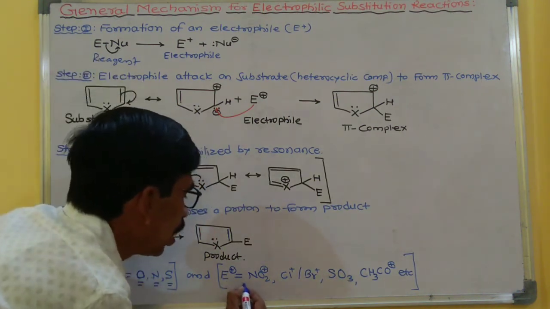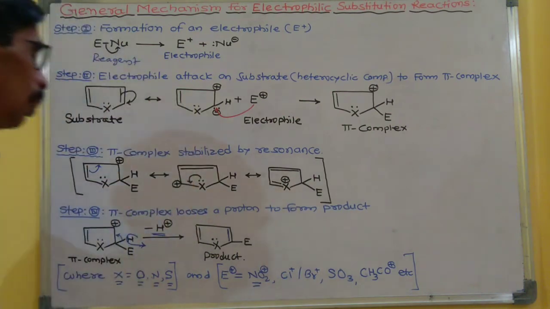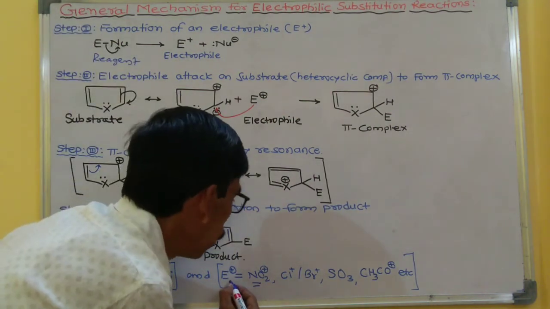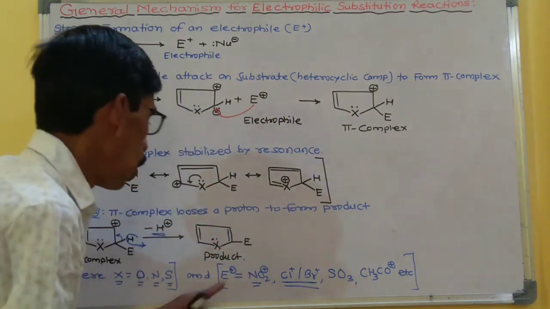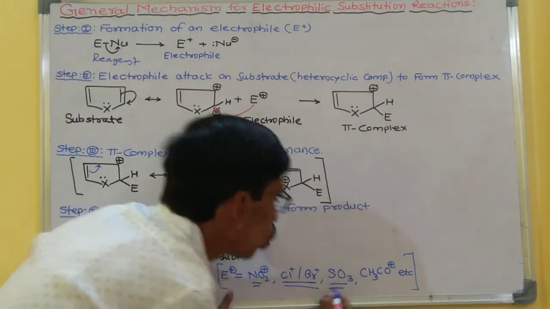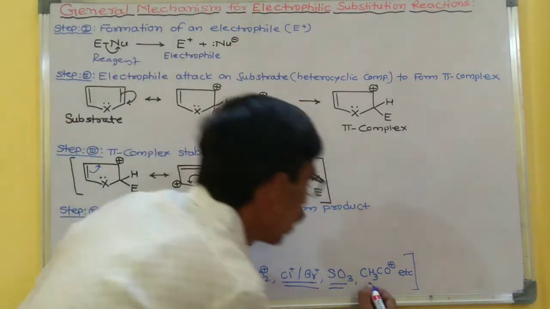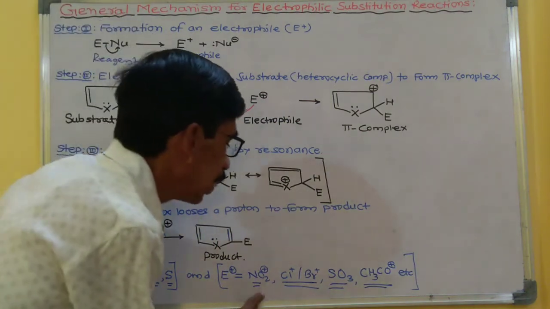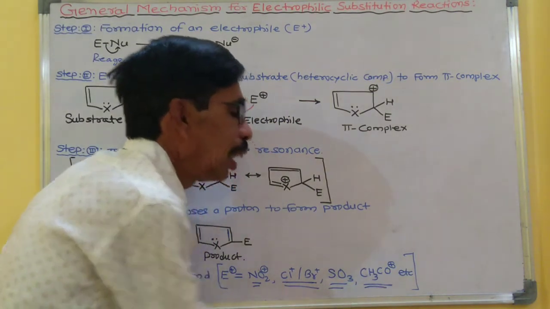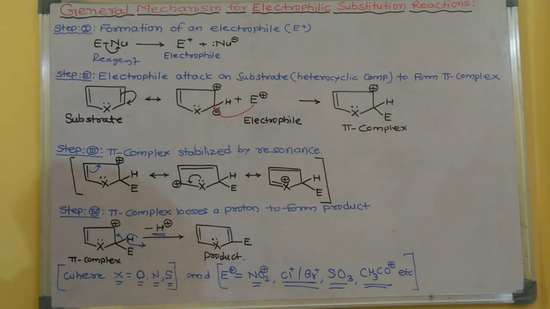And when E plus is equal to NO2 plus, it gives a nitration. When E plus is equal to Cl or Br, it gives a halogenation reaction. Whenever E plus is equal to SO3, it gives a sulfonation reaction. And whenever CH3CO plus is the electrophile, it is an acylation reaction of the heterocyclic compound. So this general mechanism we can use for nitration, halogenation, sulfonation and acylation reactions in heterocyclic compounds.